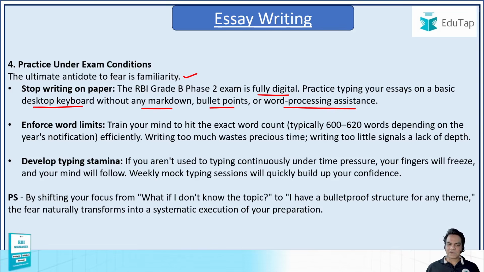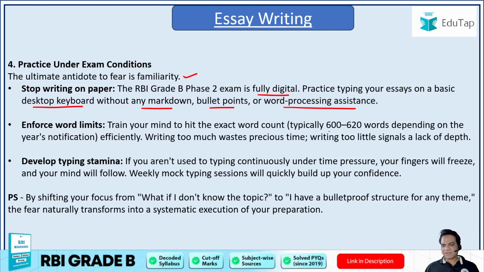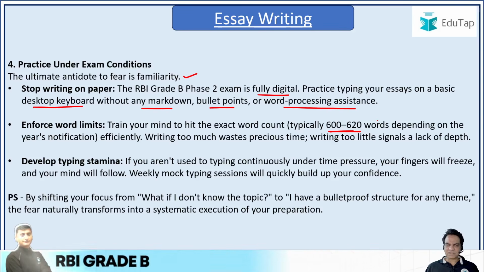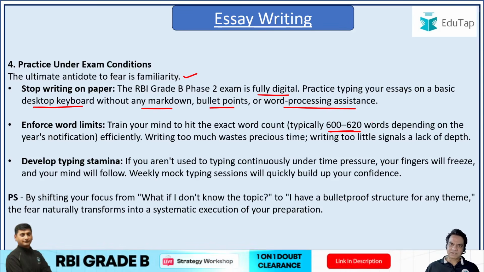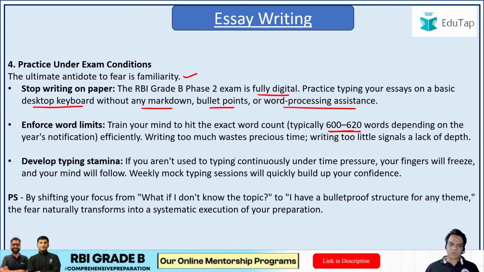Then enforce word limits. Train your mind to hit the exact word count, which is typically 600 to 620 words, depending upon the year's notification. But for the last 3 years, we are seeing the same word limit, 600 to 620. And the word limit is restrictive. You can't go beyond 620 words, guys. So you have to target as close to 620 as possible. So train your mind to hit the exact word count.